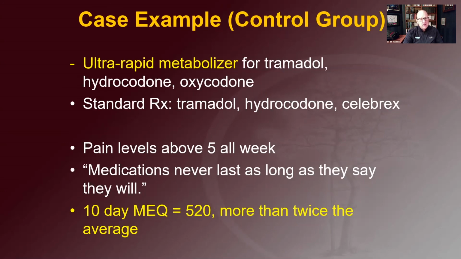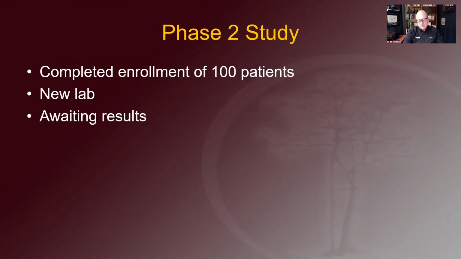Here's an example. This patient was an ultra rapid metabolizer, which means you give them a medicine and they turn it into the active metabolite very quickly. And these patients can have a very good pain relief, but very significant side effects. These patients might be the ones who actually get addicted to these medications, because they get that sudden high. So he had pain levels well above a 5 all week long, right after surgery. And his quote to us was, medications never last as long as they say they will. And he took more than twice the average of narcotics in the first week.